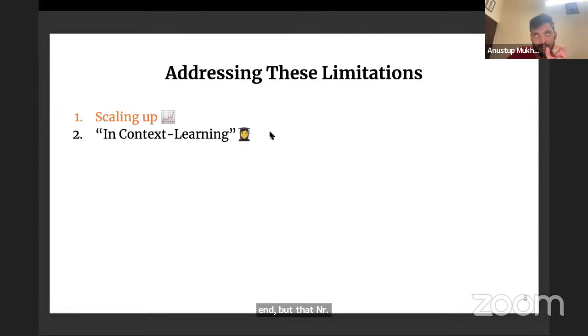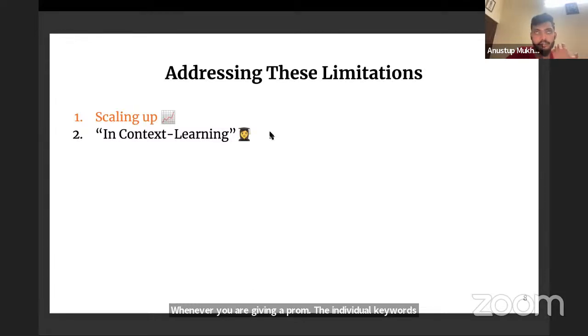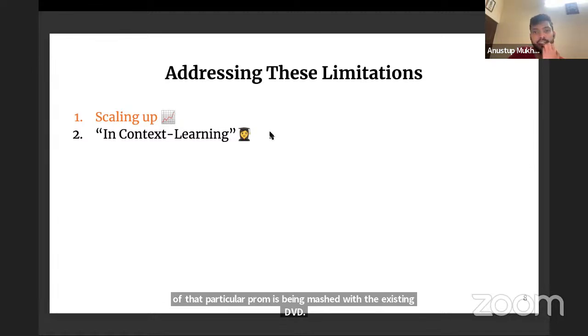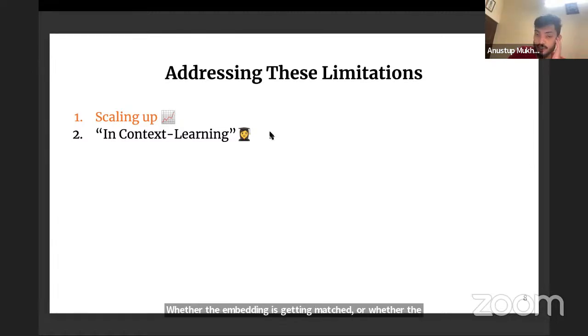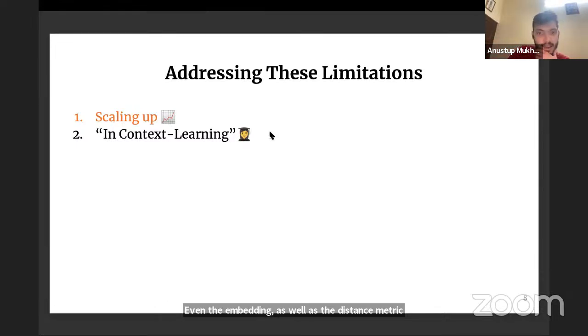Whenever you give a prompt, the individual keywords of that prompt are matched with the existing DB. Whether the embedding is getting matched, or the distance metric is getting matched, or even both the embedding as well as the distance metric. People used to do fuzzy matching and phonetic matching in the trivial days. That was improved in later times by embedding matching, right? Because an embedding has a relational context to it. Now, if the things are getting matched, they can tag the domain.